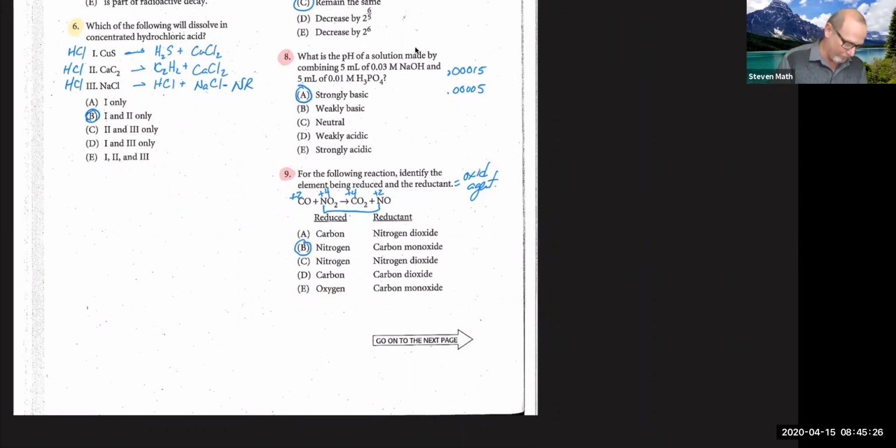So I just put my oxidation states up above the nitrogen and the carbons. The carbon goes from 2 to 4, that's oxidized. The nitrogen goes from 4 to 2. Oxygen is staying -2 in all cases here. So the nitrogen is being reduced. And what must be doing that? The reductant is called the oxidizing agent, the thing that's doing that. And so that must be the carbon monoxide.